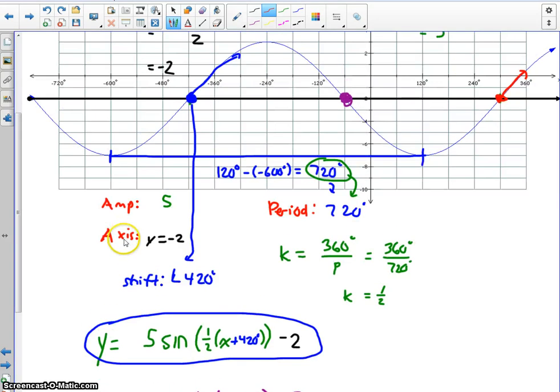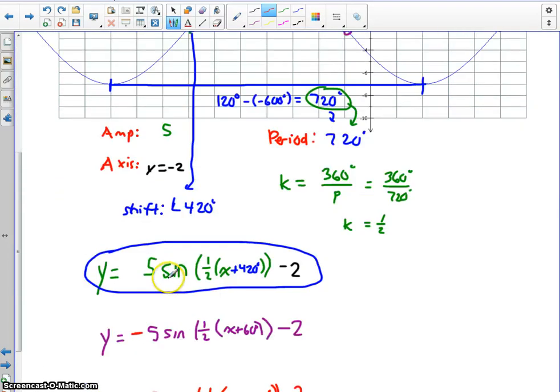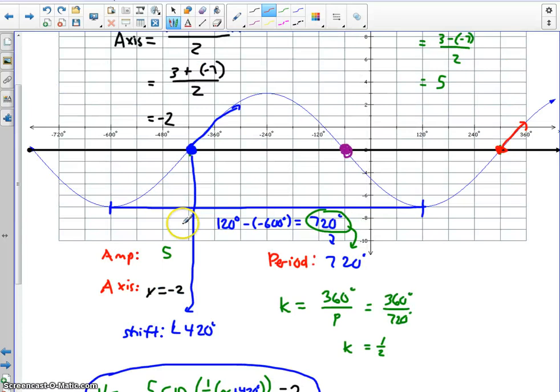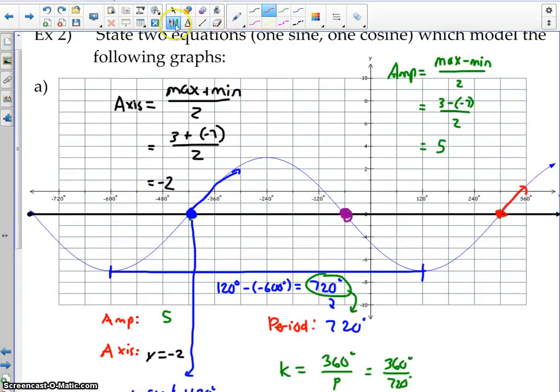So it only asked me to create one sine equation, but I've actually created 3 possible answers here. These 3 are all completely equivalent. If you put them into Desmos, graphing calculator, whatever, they will create the exact same graph, and it will look exactly like this one right here. Okay, so all that was to create sine equations.